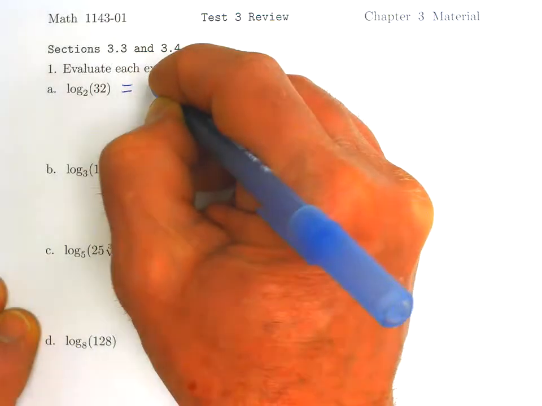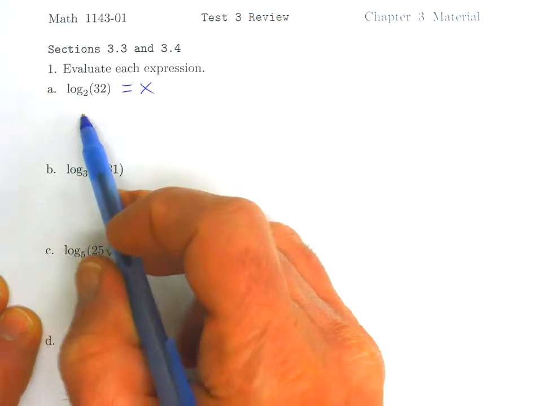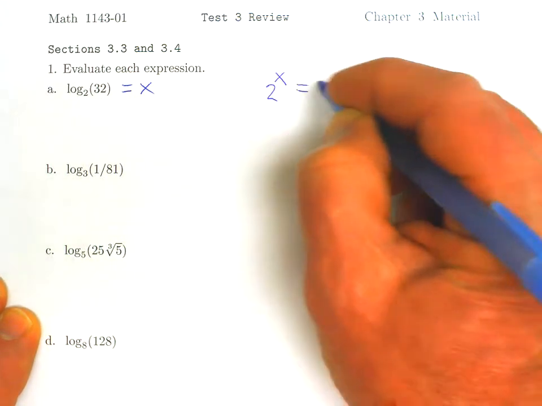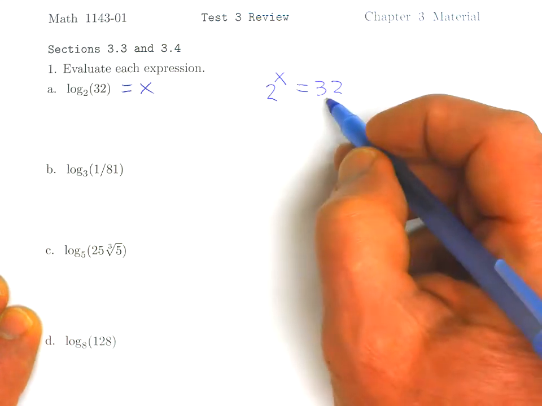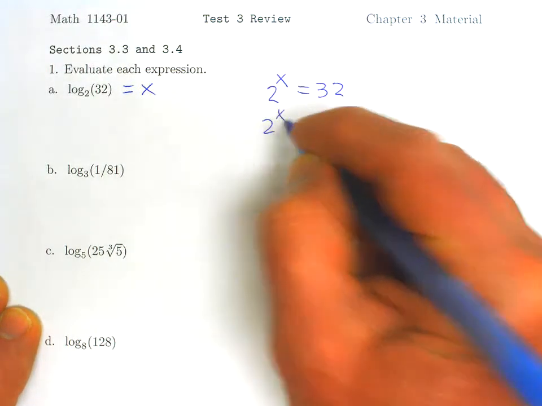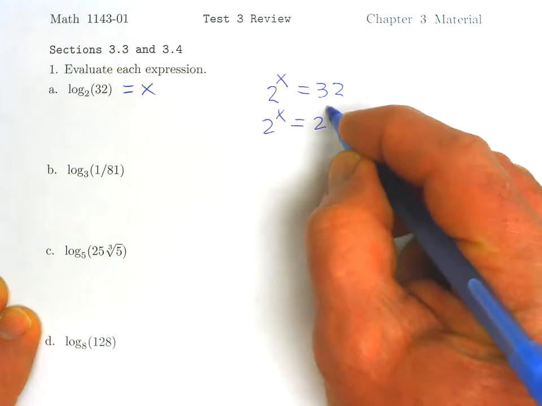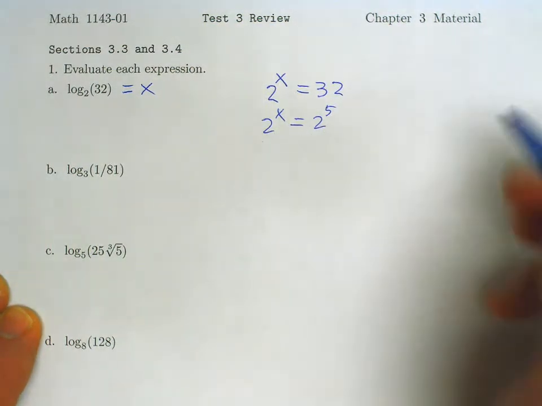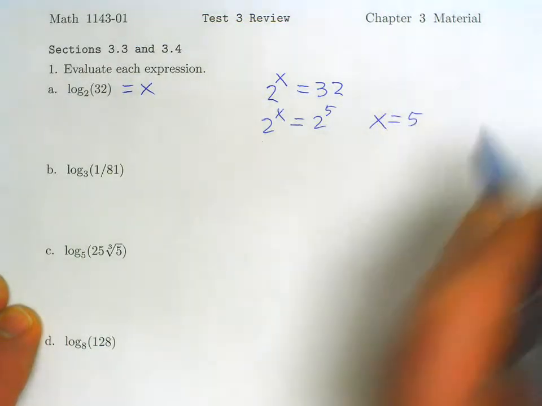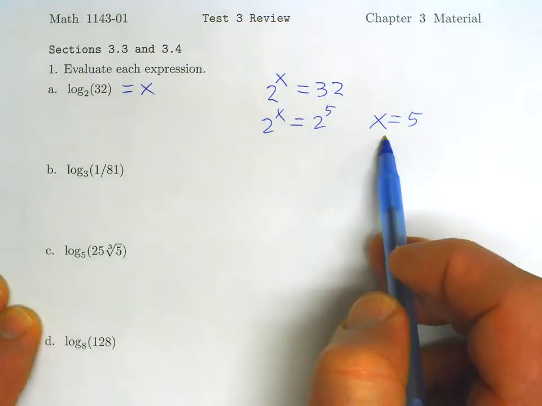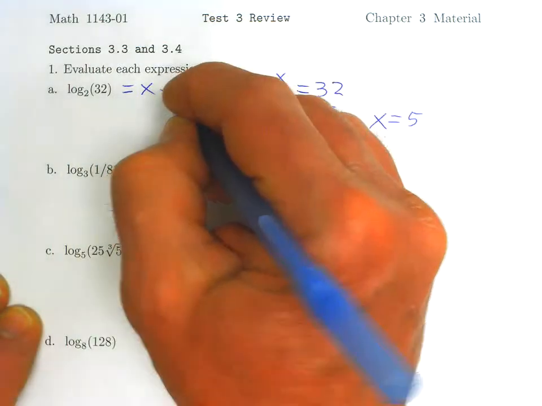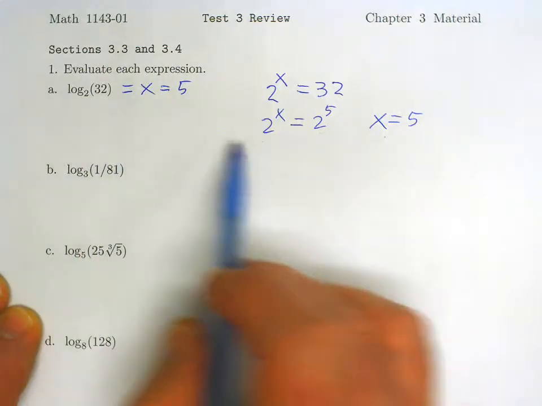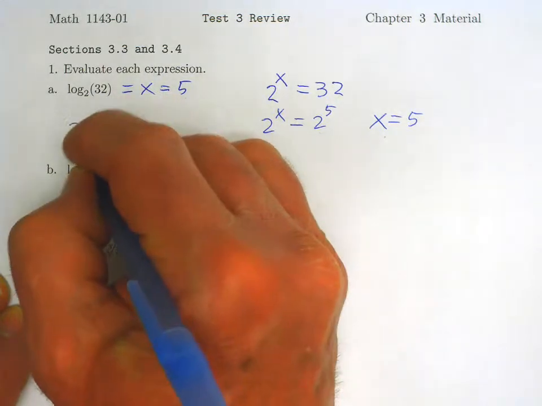Well, let's just say it's equal to x. And then convert this logarithmic equation into the exponential equation. 2 to the x equals 32. 32 is a power of 2, so 32 is the same as 2 to the 5th. And 2 to the x equals 2 to the 5th means that the exponents are equal because the base numbers are equal. So log base 2 of 32 is equal to 5 because 2 to the 5th equals 32.